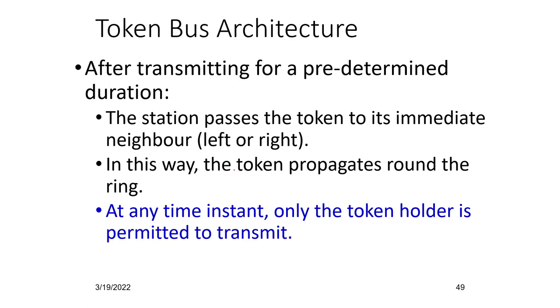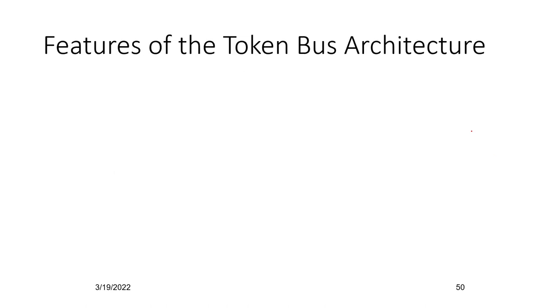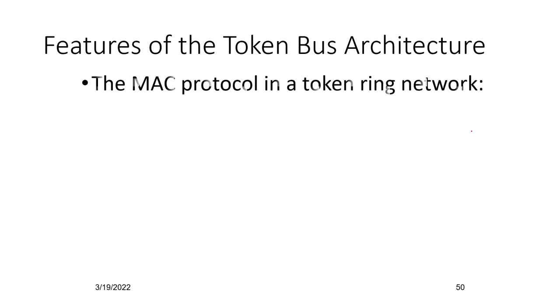But that said and done, we will discuss in subsequent lectures that for real-time systems, this is by far the best idea, where the token propagates along a ring, which could be a physical ring or a logical ring. At any time instant, only the token holder is permitted to transmit. As a result, by design, there are no collisions. We never have two nodes trying to transmit at the same time.